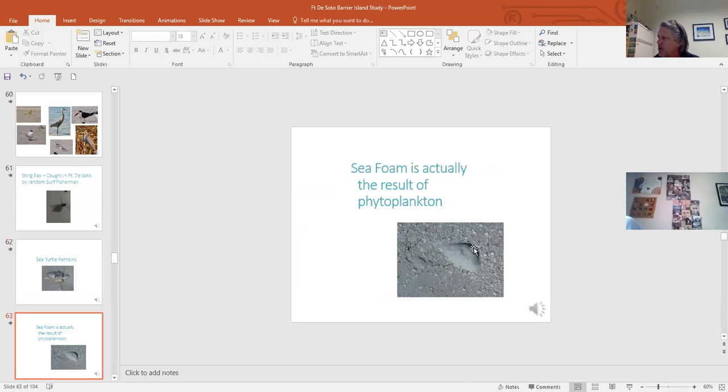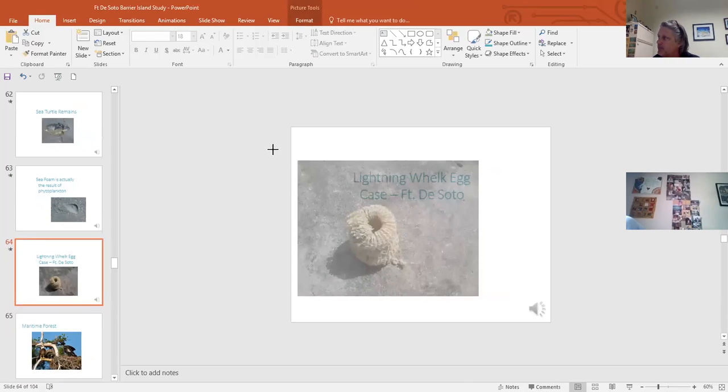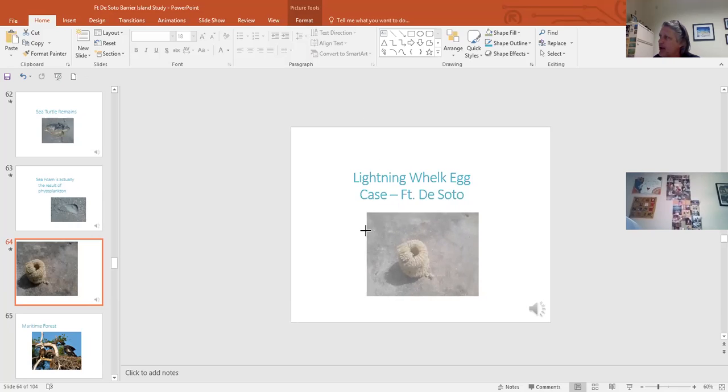A lot of times you'll see the foam sitting there, and that's the result of phytoplankton that have been stirred up. These wash ashore. These are egg cases of the lightning whelk snail. All these hold tons of baby snails in them. They attach them to the seagrass beds.